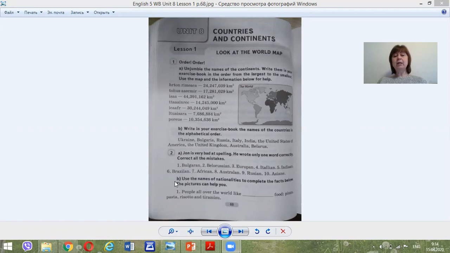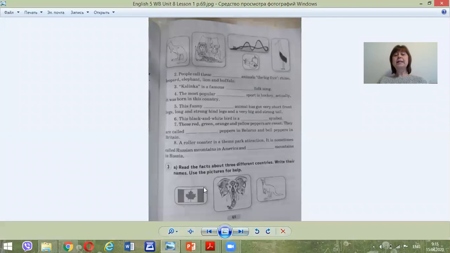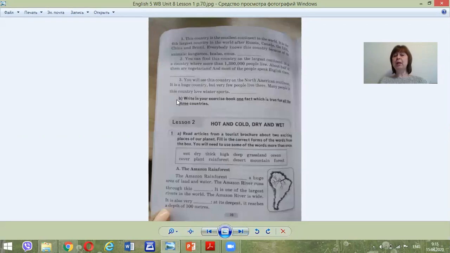In exercise B, use the names of nationalities to complete the facts below. The pictures can help you. For example, people all over the world like Italian food, pizza, pasta, risotto, and tiramisu. In exercise three, read three facts about three different countries and write their names. Use the pictures for help. In exercise 3B, write in your exercise book one fact which is true, pravda, for all the three countries.